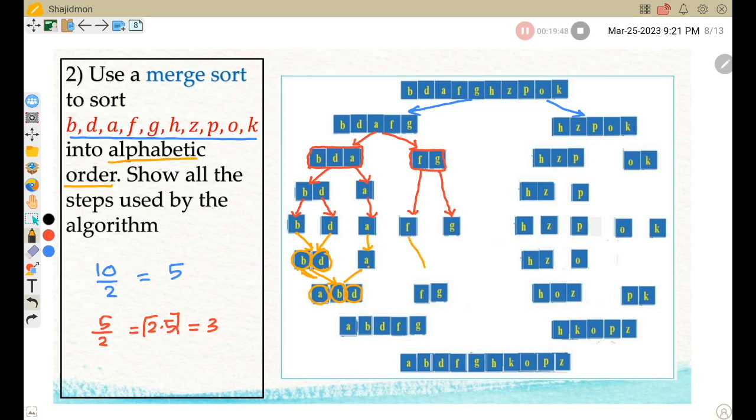Now this F and G we are merging together, in alphabetic order. F will come first, then G will come, correct? Now again we are combining these two and sorting.